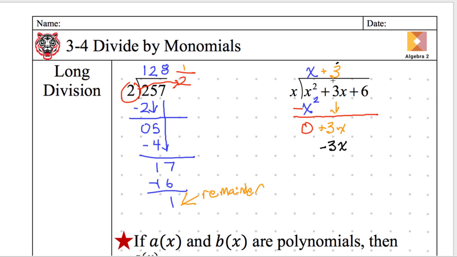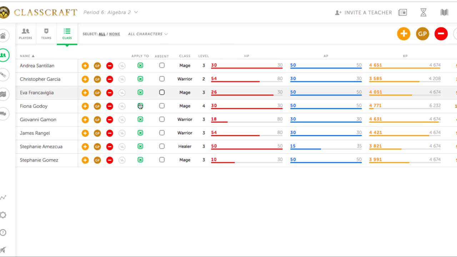So it was 3 times x to get positive 3x, and then we made it negative. Let's go ahead and do that. 3x minus 3x, Andrea, was 0. I thought you said 7. 0. I was gonna say wait.